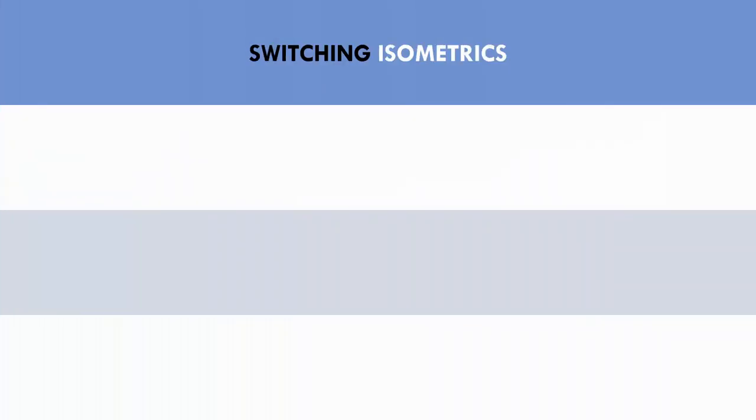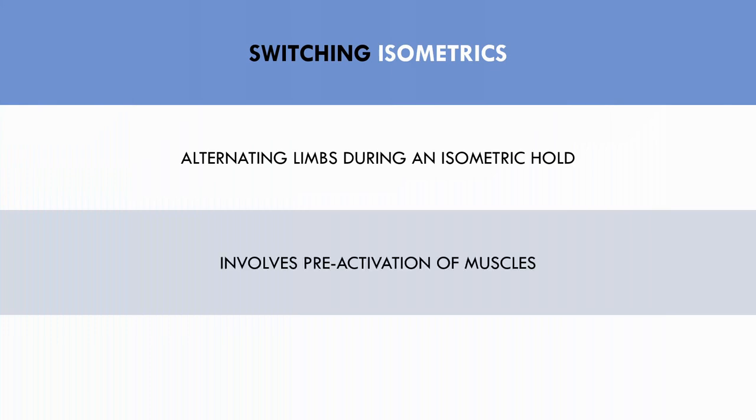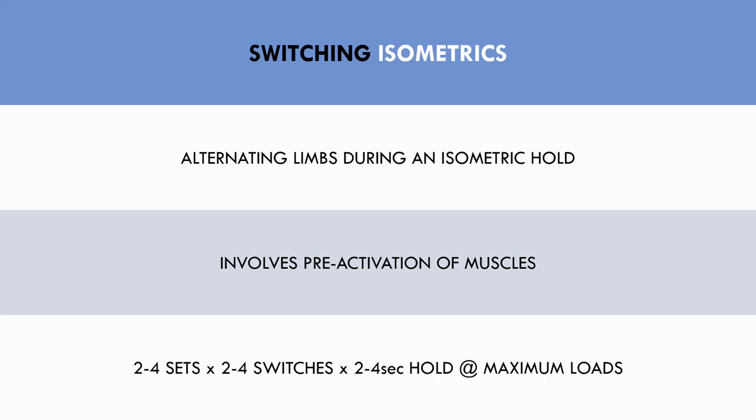And the last form of isometric strength training is switches. This is where the athlete alternates between legs during the exercise. Switches involve pre-activation of the muscles before they actually contact the ground. This means the muscles actually start isometrically contracting before they are actually under any load. This is slightly more specific to sprinting, as the muscles tend to activate before ground contact. 2-4 sets of 2-4 switches with 2-4 second holds are good general guidelines for this form of isometric training.